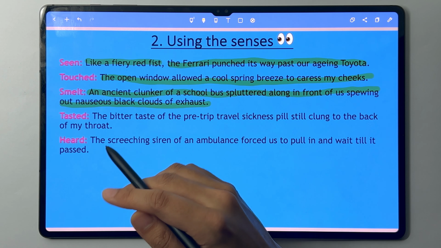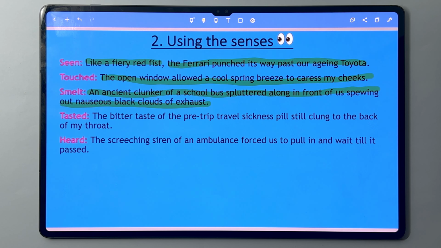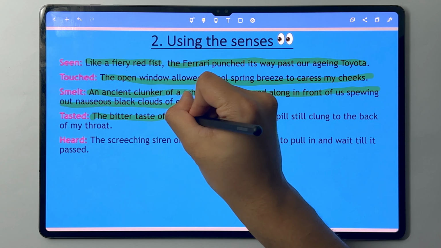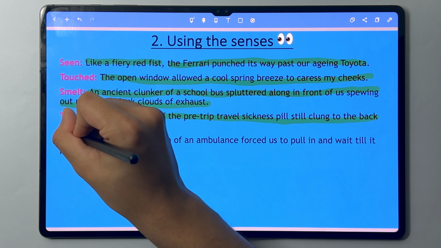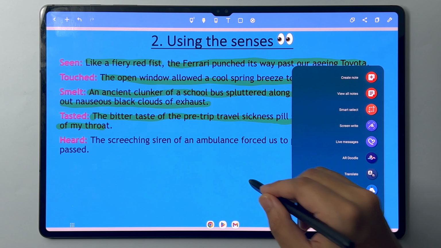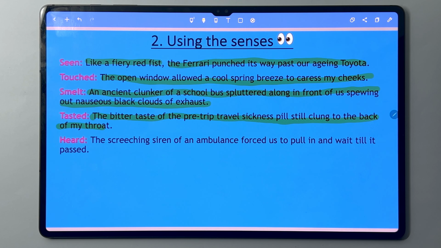The fourth one is taste. So what can you taste? The bitter taste of the pre-trip travel sickness pill still clung to the back of my throat. So again, think to yourself, what can you taste in the picture? Use your imagination and bring it to life.